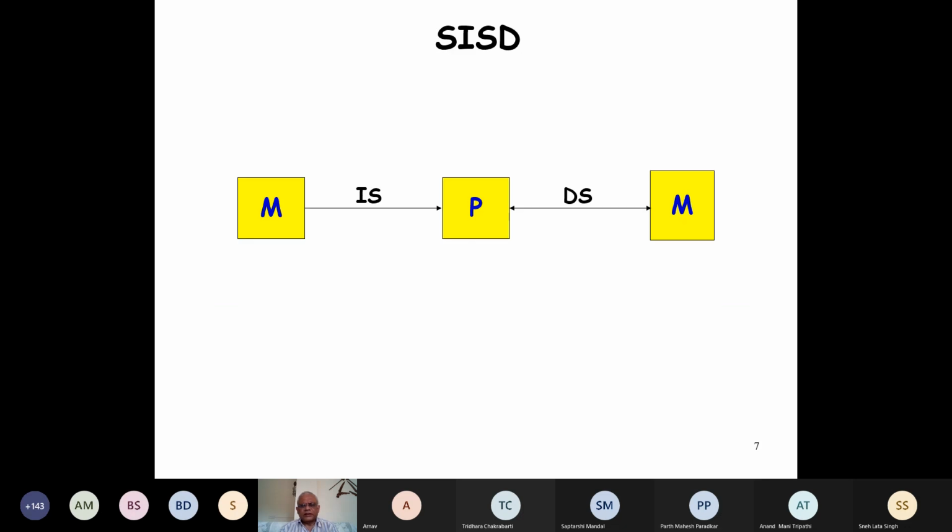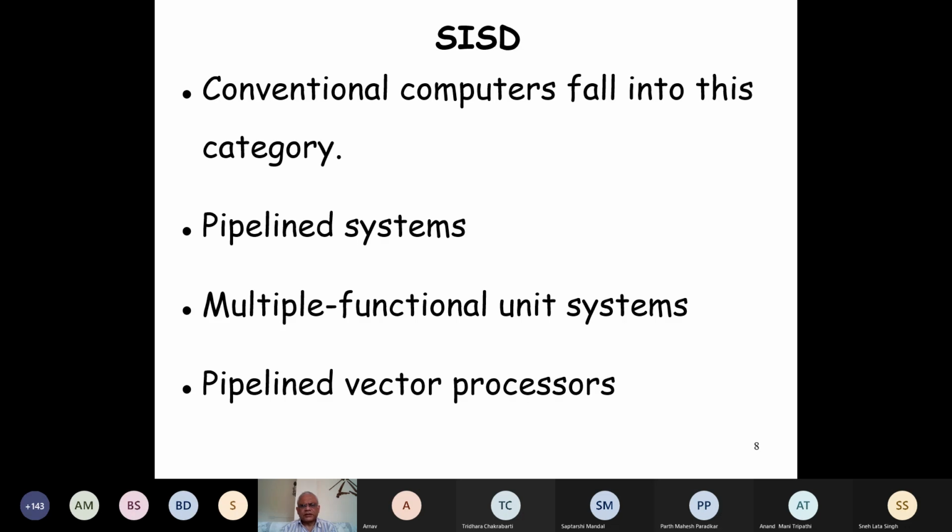You can depict it in the form of a block diagram. The processor takes an instruction stream from the memory and also a data stream from the memory, and it may also update the data memory. So these are the uniprocessors, the SISD, and this is the block diagram for that. All conventional computers, even the pipelined systems that we are going to discuss now, will fall under this.